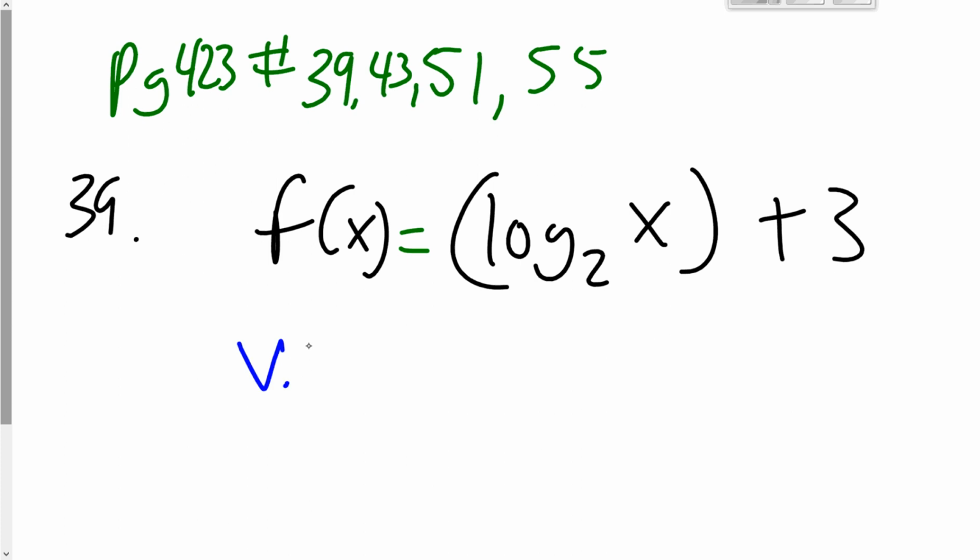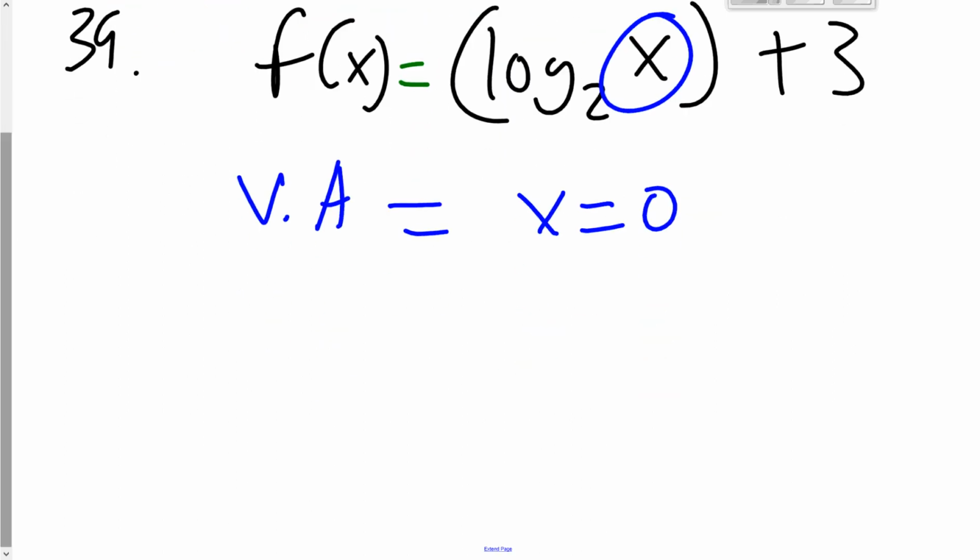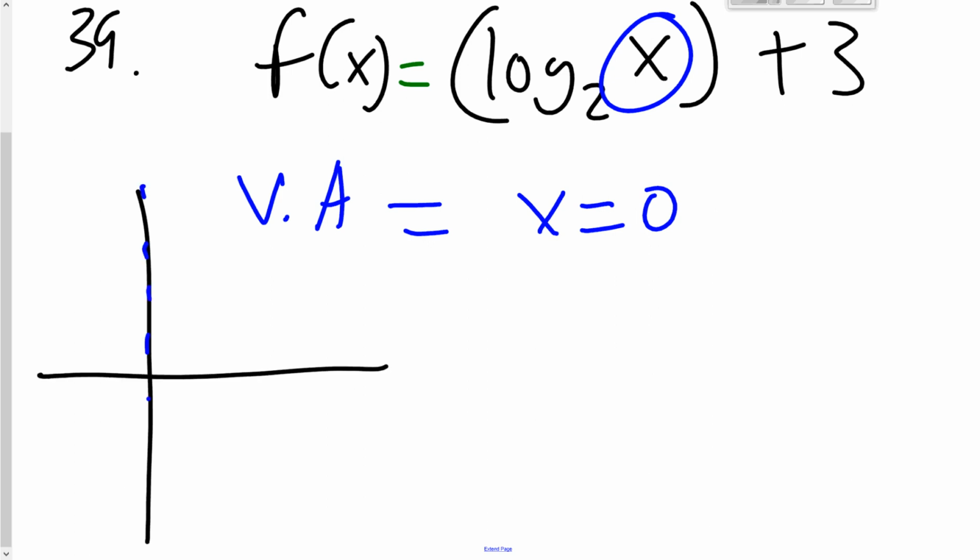First you find your vertical asymptote. That's what makes this 0. Basically that's what your asymptote is saying. And I'm not adding anything to x or subtracting anything from x before I take the log. So that means my vertical asymptote is x equals 0. So we can go ahead and graph that. x equals 0. There's my vertical asymptote. Got that down. Now I need 2 points, right?